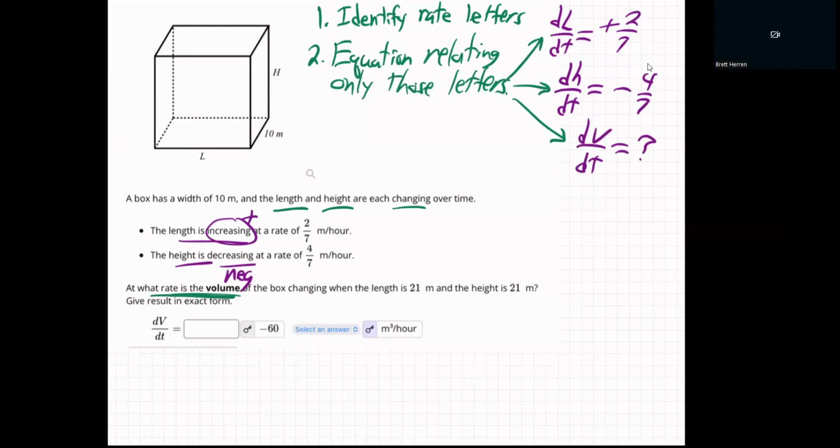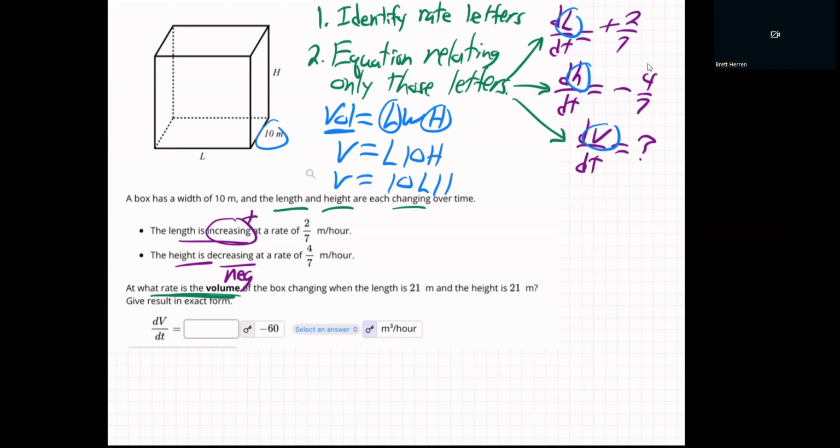So what's the equation? Well, you know the volume of a box is length times width times height, any order, just all multiplied together. So now we want V for volume. We want H and L, but we don't want W. Well, the W is 10. So I'll write it nicer: 10LH. There's our volume equals 10LH. You have an equation relating just V, L, and H, and then numbers.